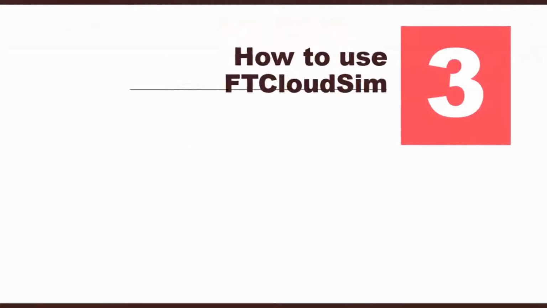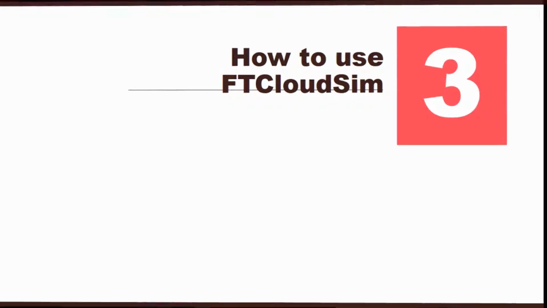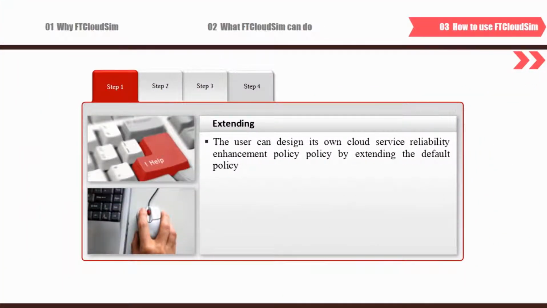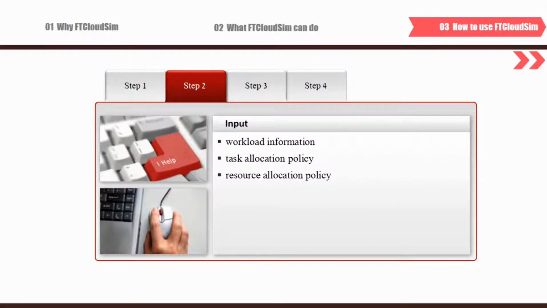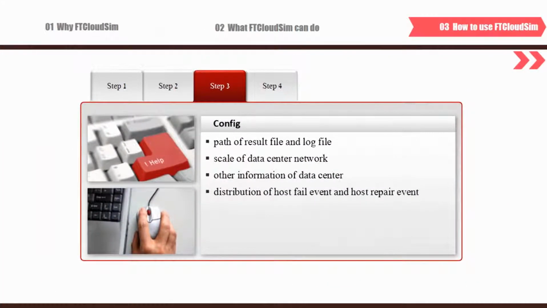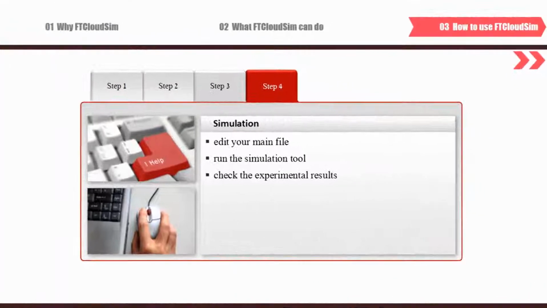Last, we will show how to use fault tolerance CloudSim. First, you need to extend the reliability enhancement policy module and add your own policy. Then, you need to input the workload information as the task allocation policy and resource allocation policy. Next, you need to configure the tool, including the path of the result file, the information of the data center, the distribution of host failure events, and host repair events. Last, you can run the simulation tool and check the experimental results.